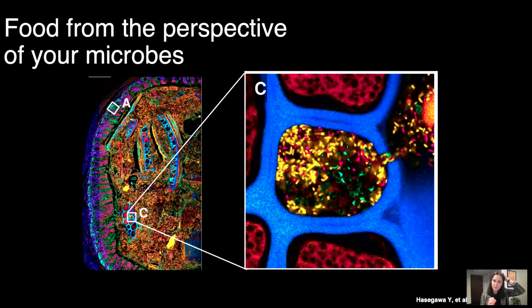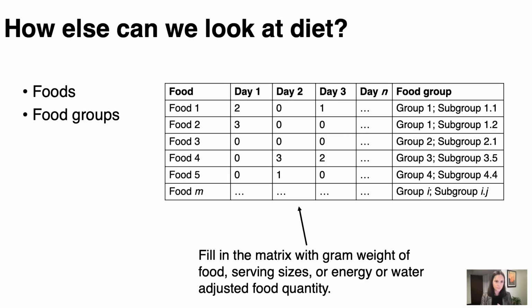And so from the perspective of your microbes, this is a cross-section of a mouse lumen. You can see that particles of food do arrive in the lumen relatively intact, even after digestion has taken place in the higher gastrointestinal tract, lending itself to the potential that even small components of the food could have an impact on different communities of gut bacteria. So it raises a point: how do we look at this kind of complexity when we're dealing with a lot of unknown? So how else can we look at diet?